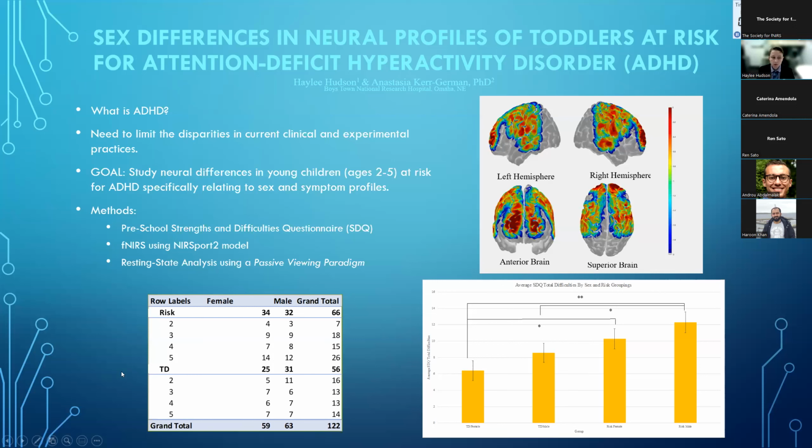We used a passive viewing paradigm to measure resting state functional connectivity using the NIRSport2 model. This graph shows that the Strengths and Difficulties Questionnaire total difficulty score, which we used as our symptom profile measure, was significantly higher in our risk groups than the typically developing groups, which would be expected if they were to be diagnosed with ADHD in the future.